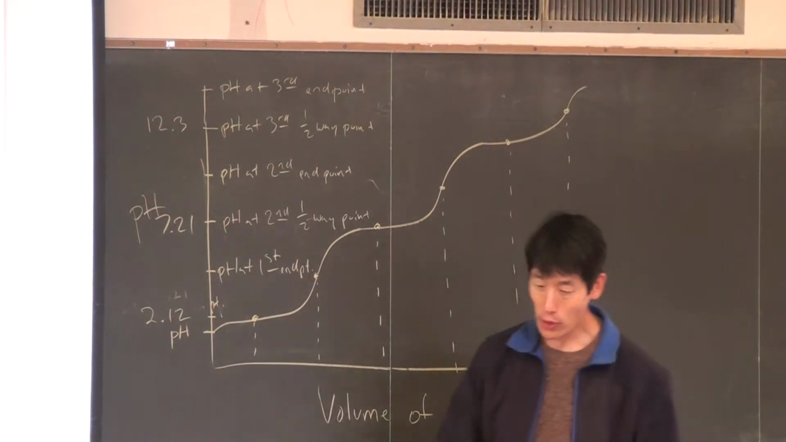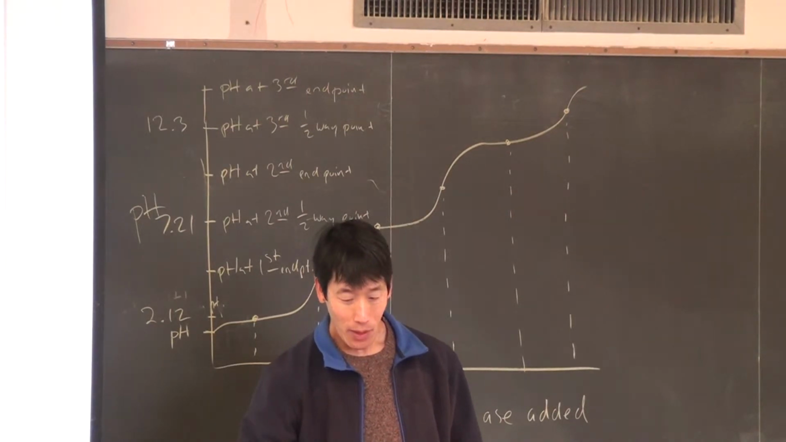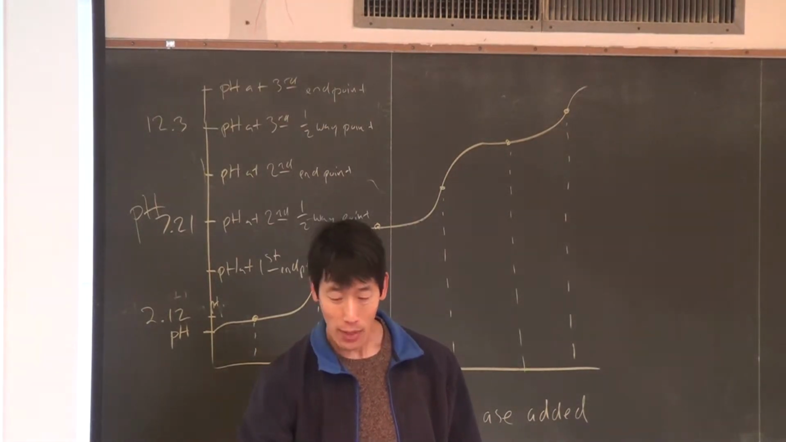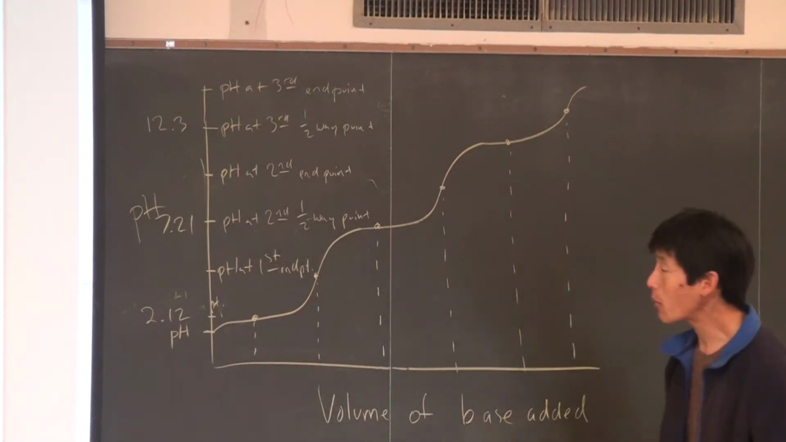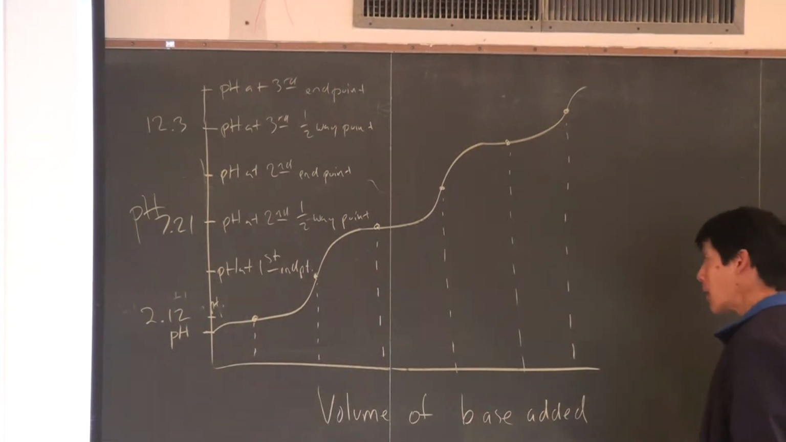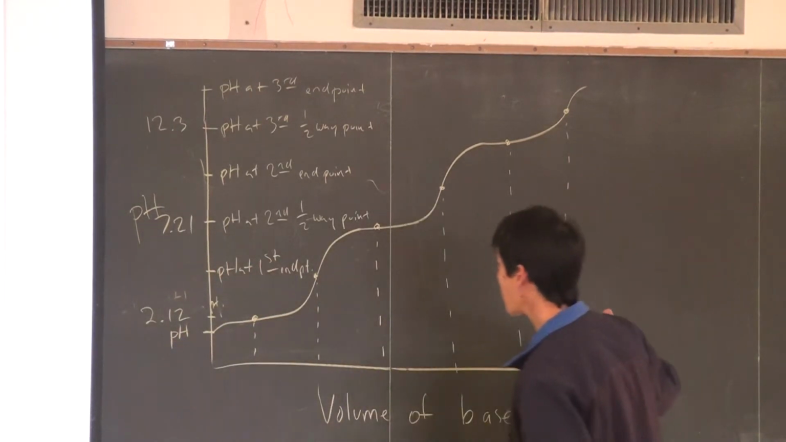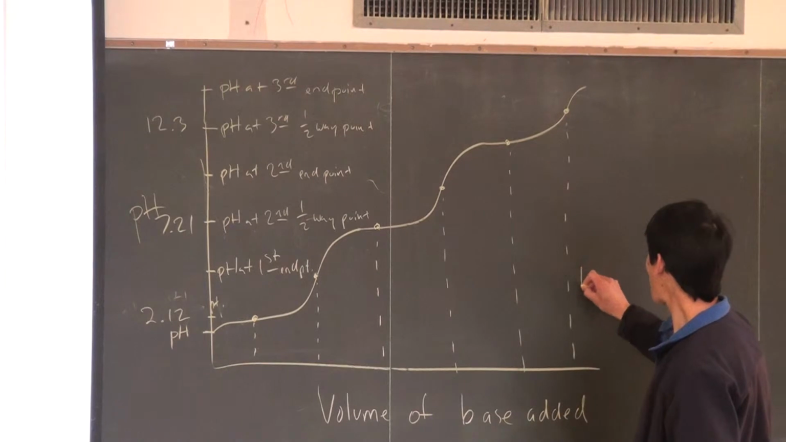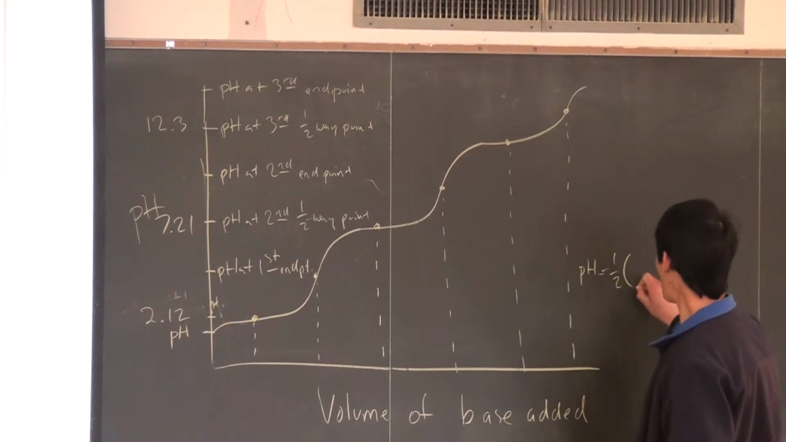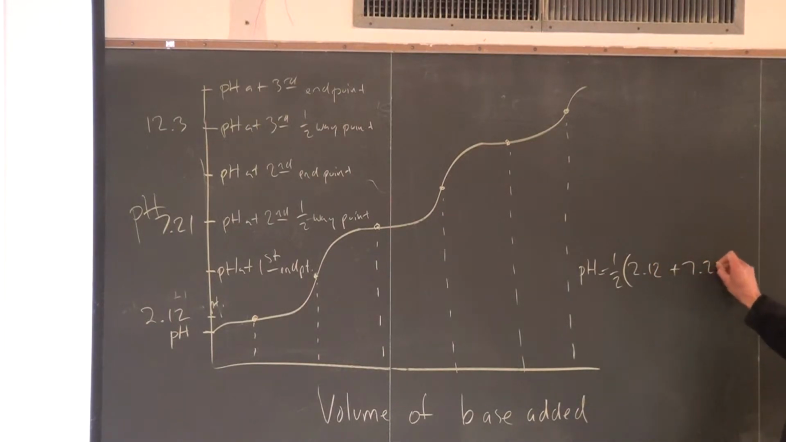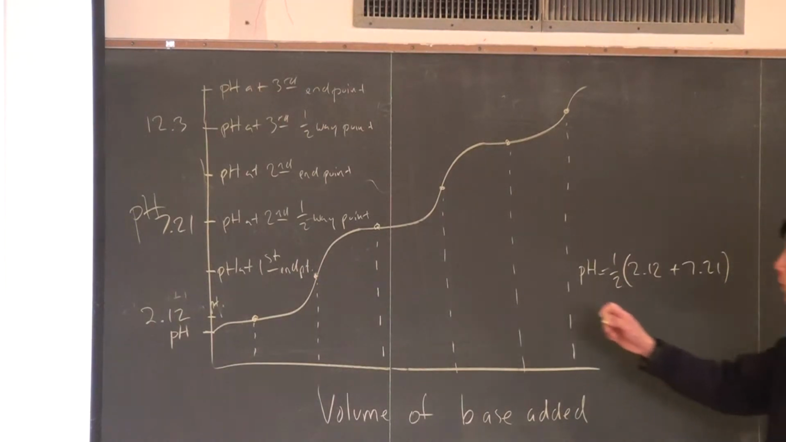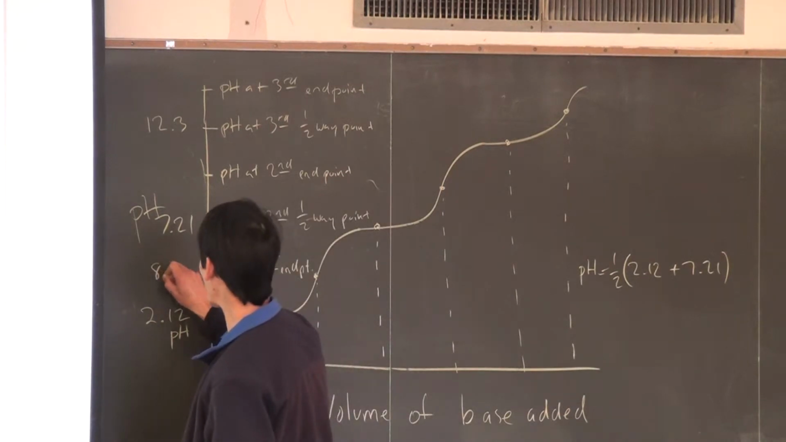Now, we can use this equation here. At the first endpoint, the pH is equal to one half of pKa1 plus pKa2. So let's add up pKa1 and pKa2 and then divide that by 2. So at the first endpoint, pH is equal to 1/2 of pKa1, which is 2.12, plus pKa2, which is 7.21. So we do the math there. 8.27. Okay, so at the first endpoint, the pH is equal to 8.27.